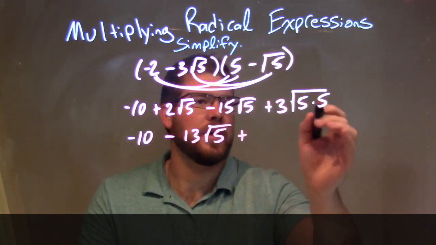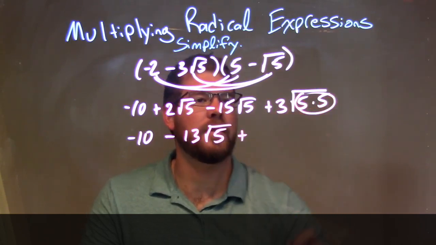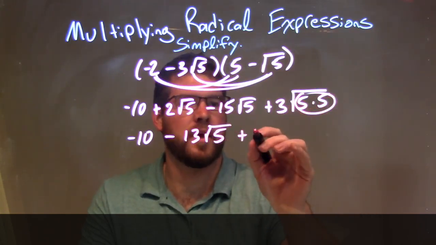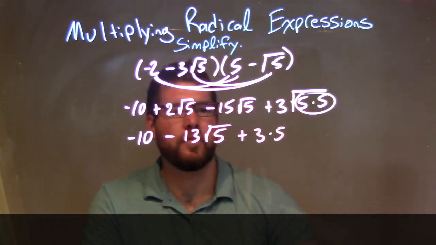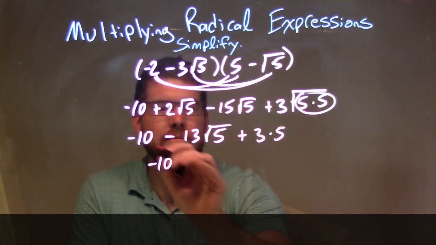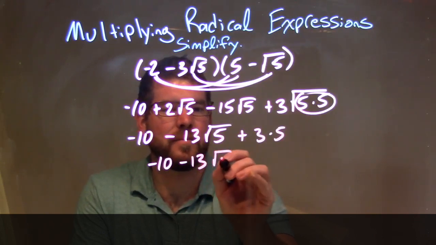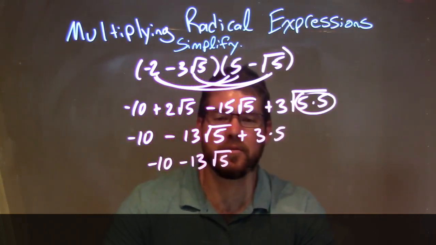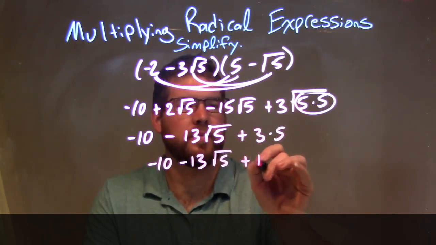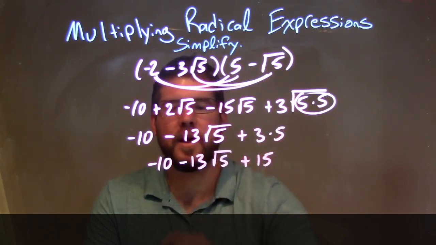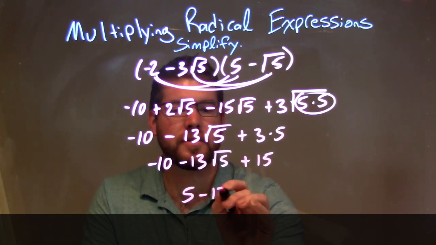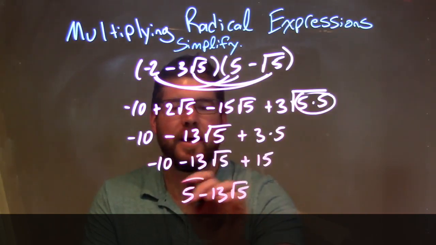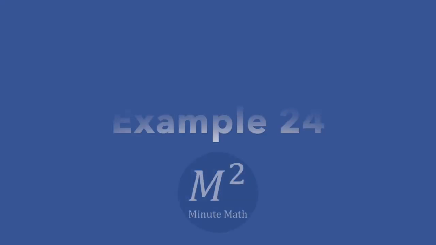Then, bring down here, well, we have a pair of square root of 5s right there, so we put an individual 5 on the outside, so it's 3 times 5, and the square root gets eliminated. Simplify that, basically just bring this down. The minus 10 minus 13 square root of 5, but 3 times 5 is 15. 15 and minus 10 combine together to be a positive 5, so we have 5 minus 13 square root of 5 as our final answer.